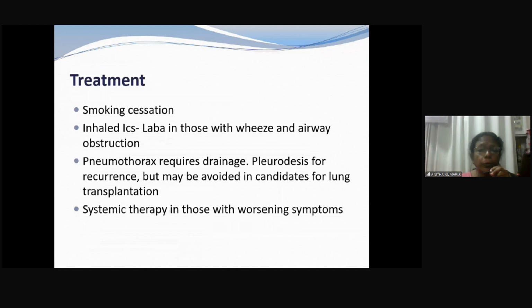Now treatment is smoking cessation, which can cause significant resolution of lesions in most patients, and inhaled corticosteroid with LABA is indicated in those with wheeze and airway obstruction. And if the patient presents with a pneumothorax, surgical drainage of the pneumothorax should be done, and pleurodesis should be done because of the chance of recurrence. And systemic therapy should be given for those with worsening symptoms in spite of smoking cessation.